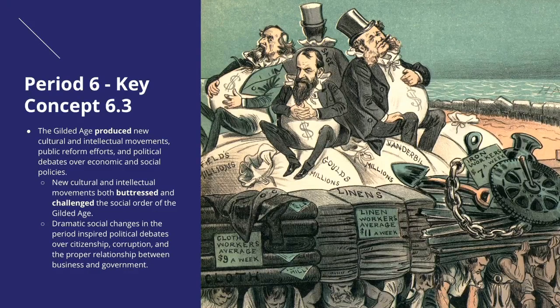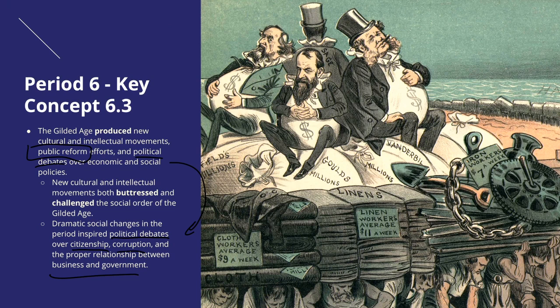So here we have key concept 6.3. So we have that the Gilded Age is going to produce some new cultural and intellectual movements. We're going to see some public reform. We're going to see political debates over economic and social policies. And then what that is going to lead us into are these dramatic social changes during the period that are going to start to inspire these political debates about citizenship, corruption, and the relationships that are going to exist between businesses and the government.